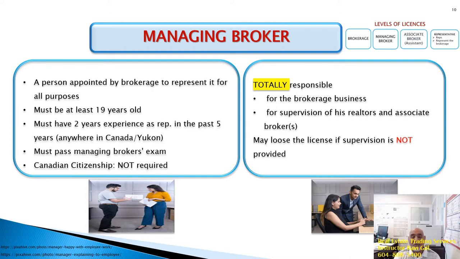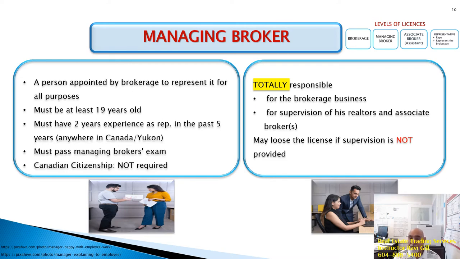For the exam, they'll switch these numbers around. Sometimes they'll say 3 years, or they'll say in the past 10 years. You have to know this number, okay? They have to, just like you, they have to pass managing brokers exam that's given by the Sauder School of Business. They do not have to be Canadian citizen.